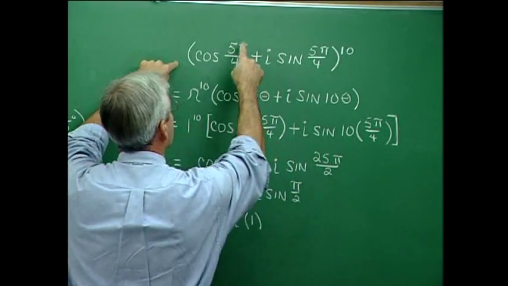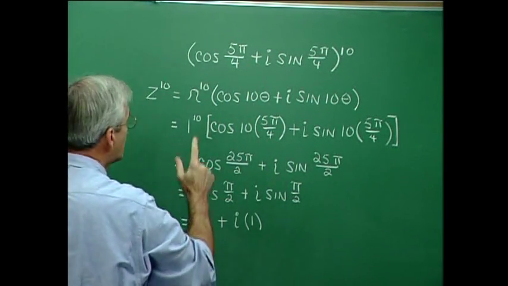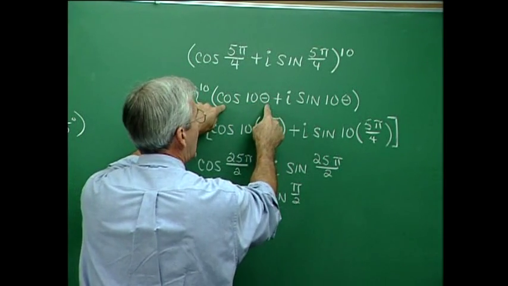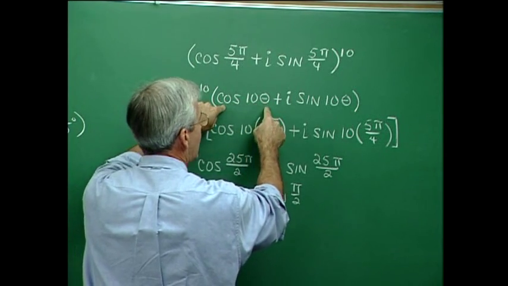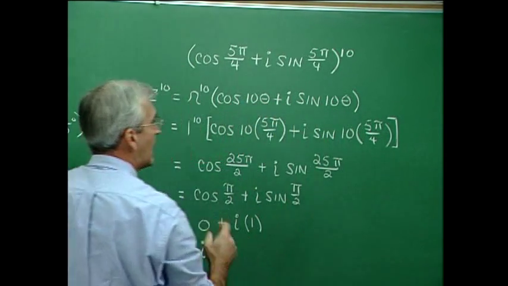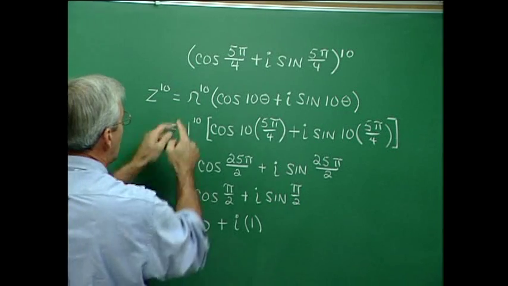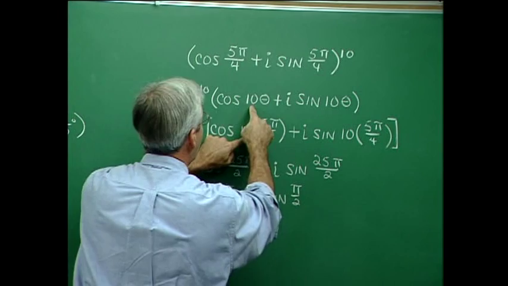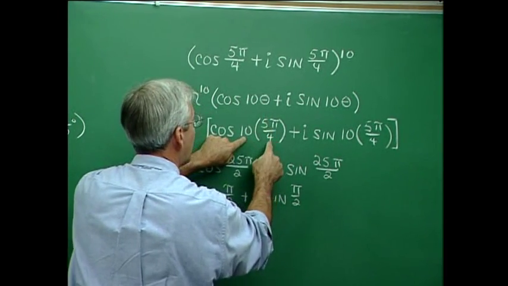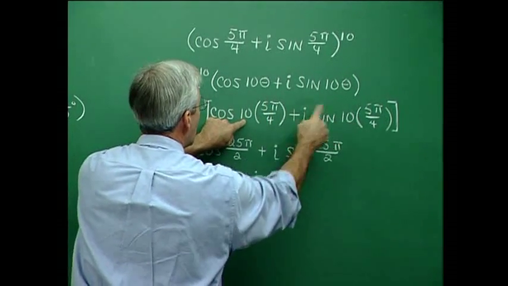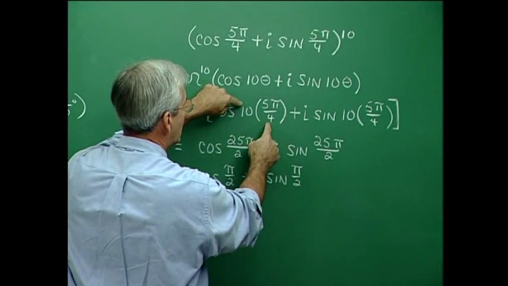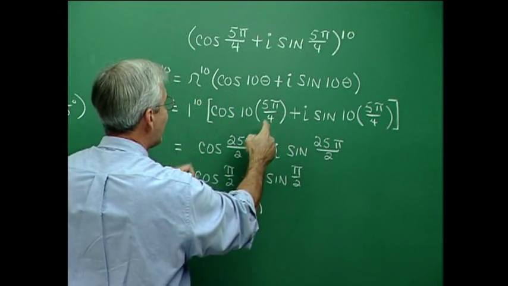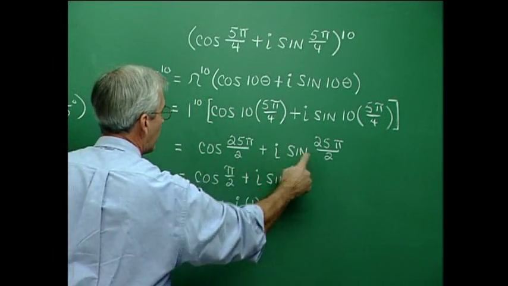And here's our theta, 5 pi over 4. So generally, z to the 10th power is r to the 10th times cosine 10 theta plus i sine 10 theta, and just plug in the given information. Now r, as I mentioned, was understood to be 1, so this is 1 to the 10th, and here we have 10 times our theta of 5 pi over 4, and again over here. Now the 4 and the 10, we have a nice cancellation, leaving 5 in the numerator. 5 times 5 pi is 25 pi over 2 in both places.